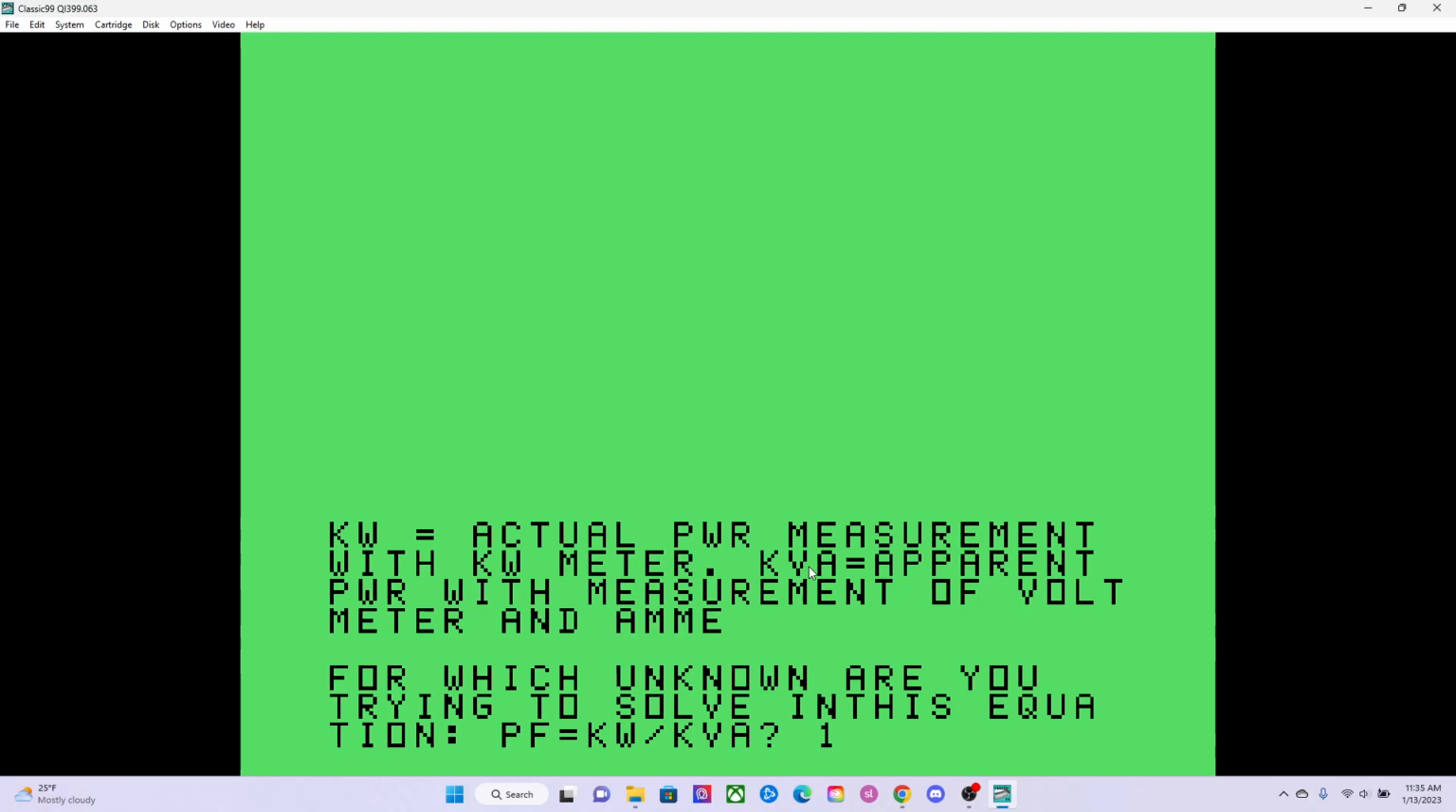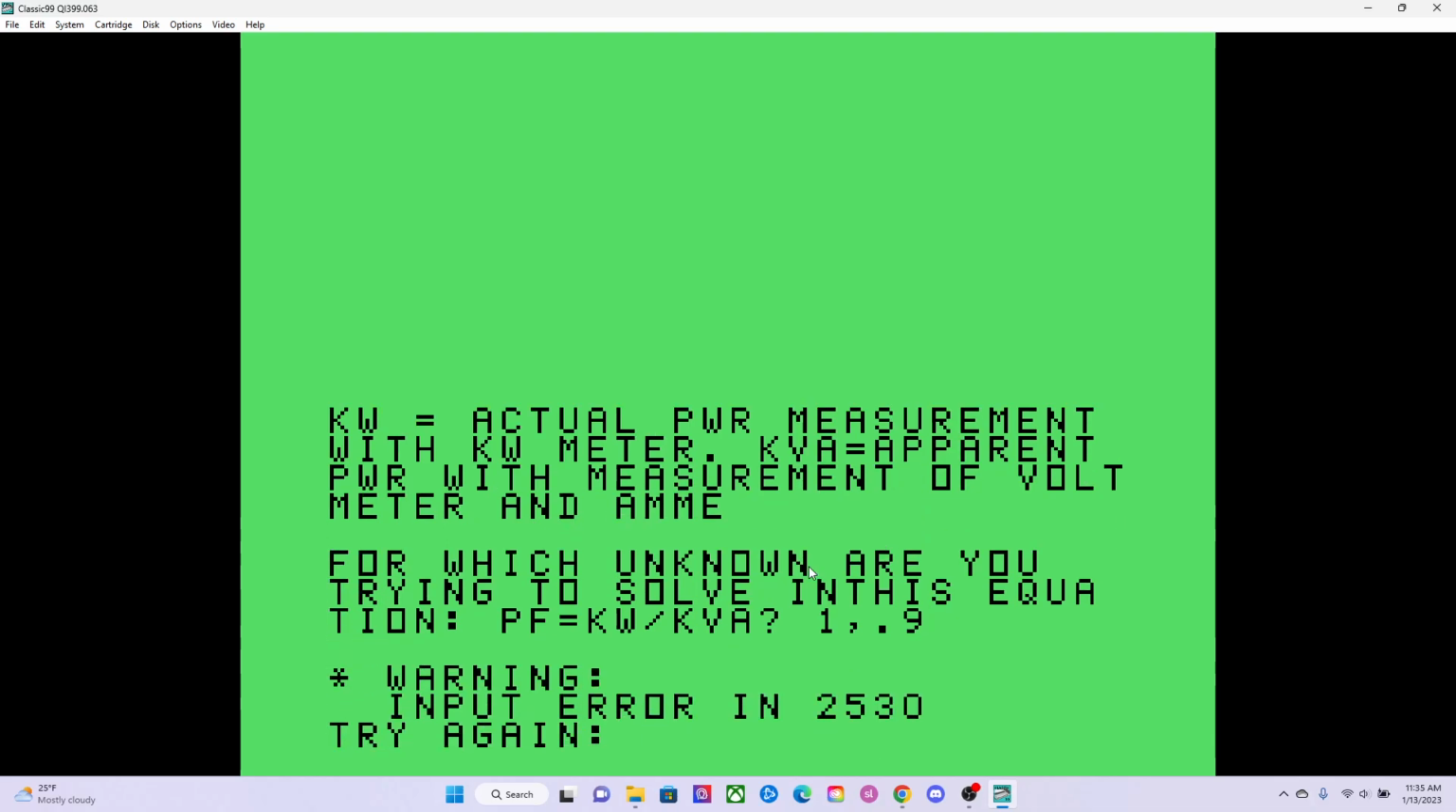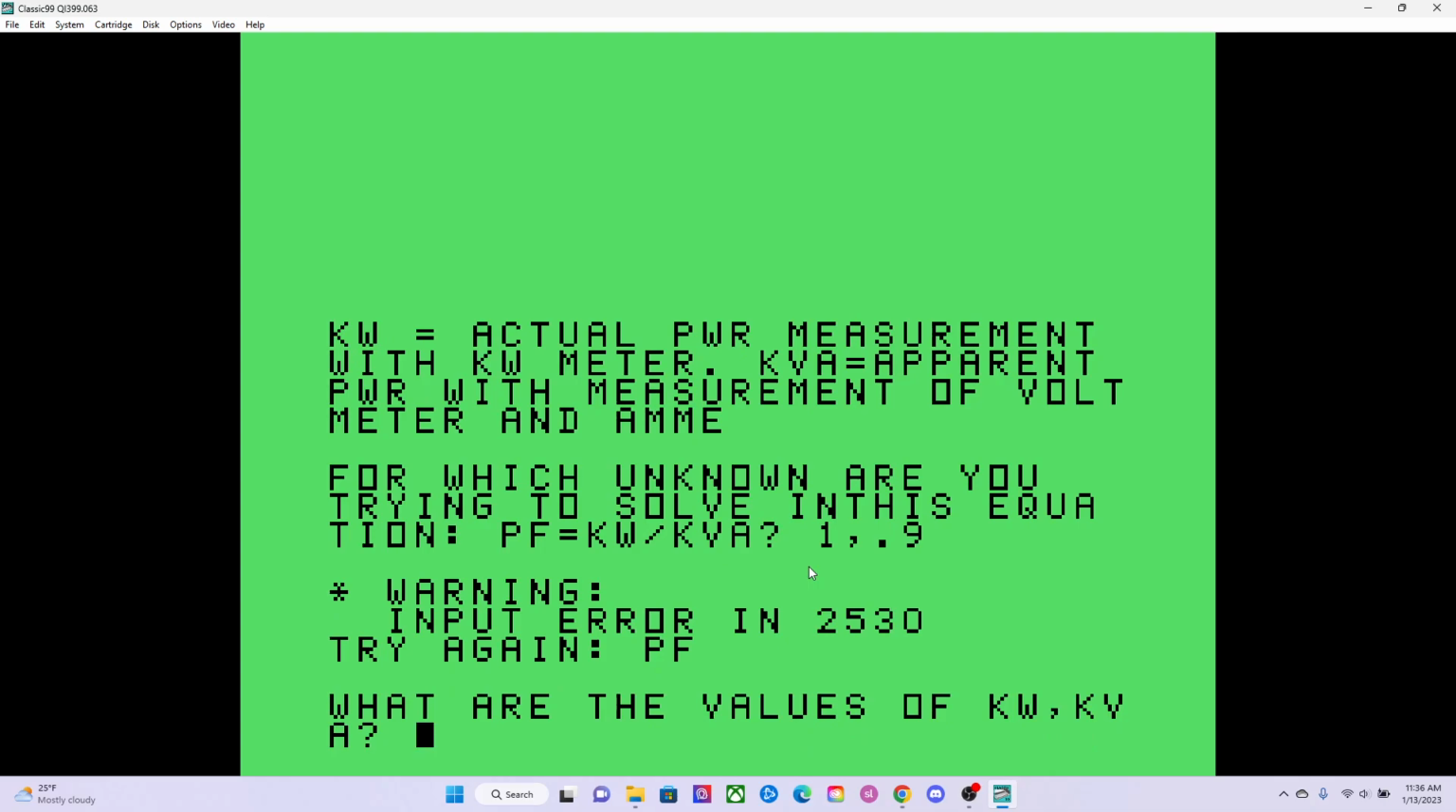Let's say we have 1 kilowatt, but we have 0.9 actual power. What would the power factor be? Oh, it didn't like that for some reason. Oh, here we go. I entered the wrong one. I want to solve for the power factor. That's what I was entering. So we have 1 kilowatt and we have 0.9 kilowatts apparent.